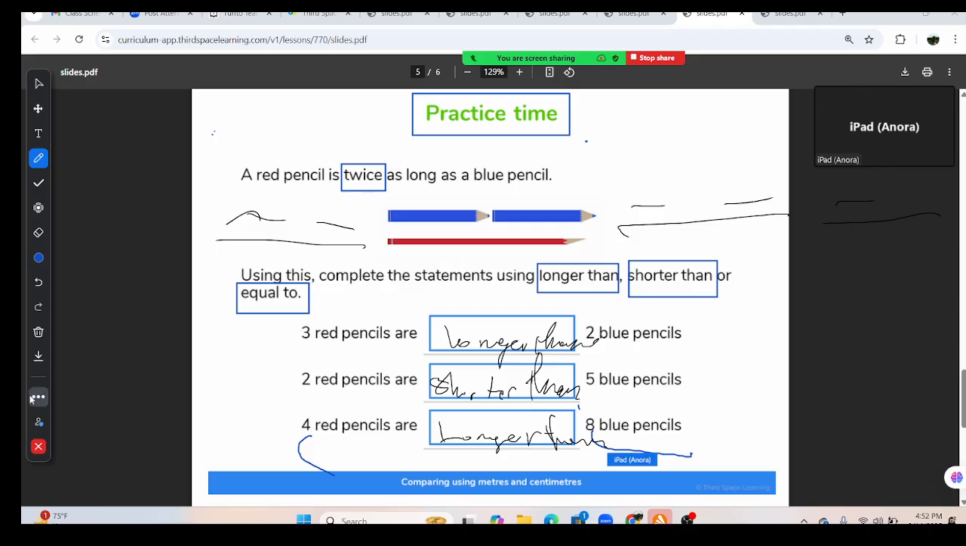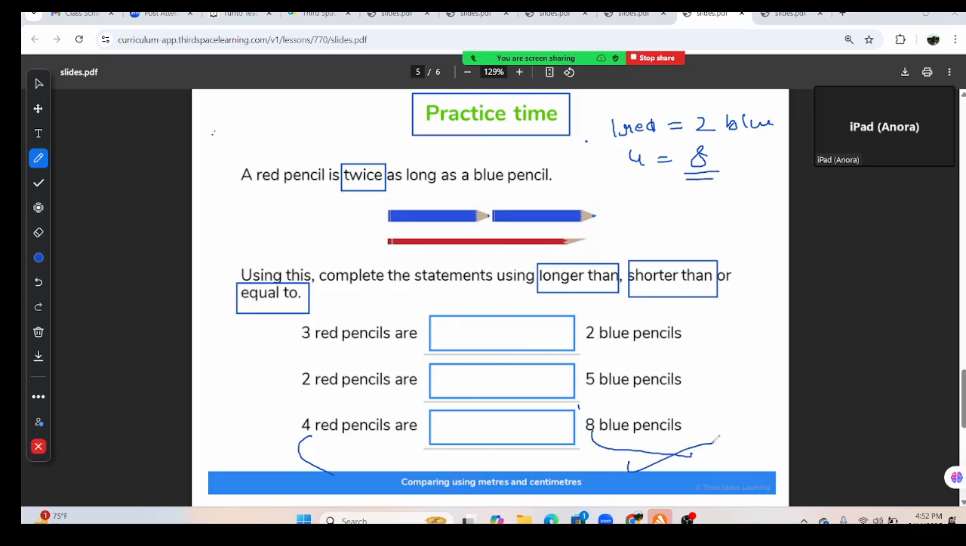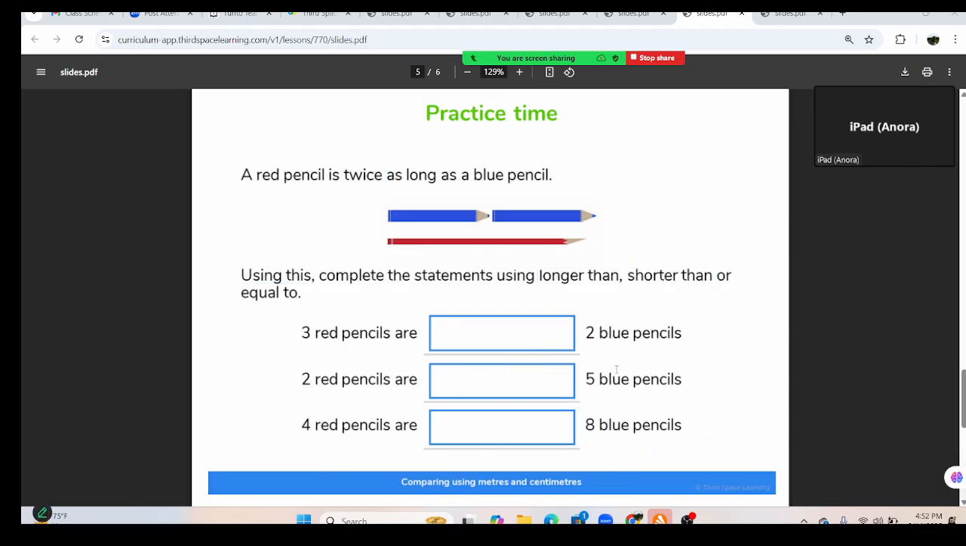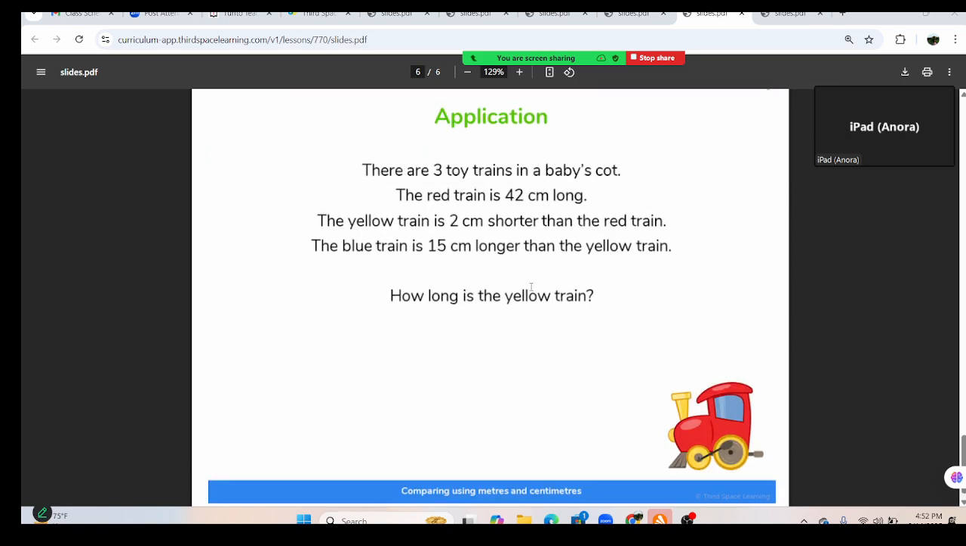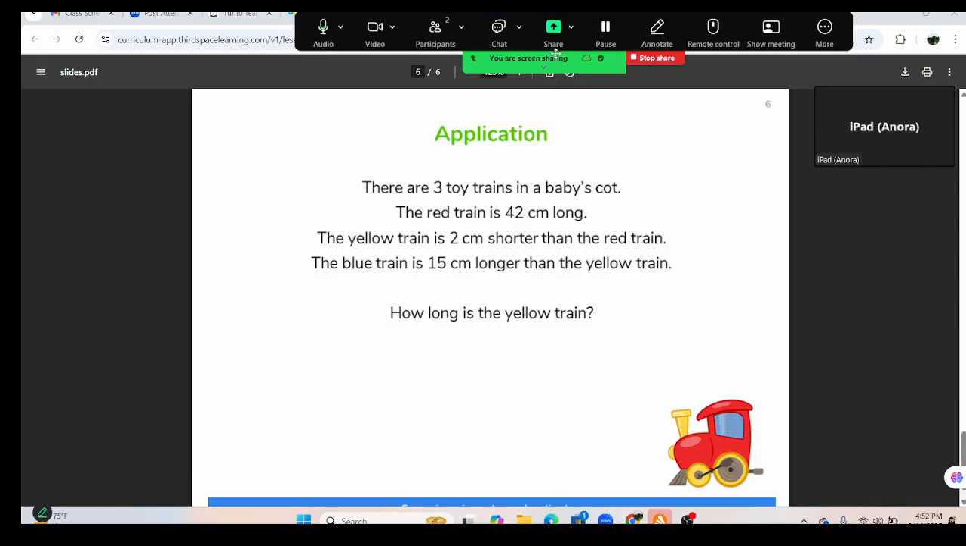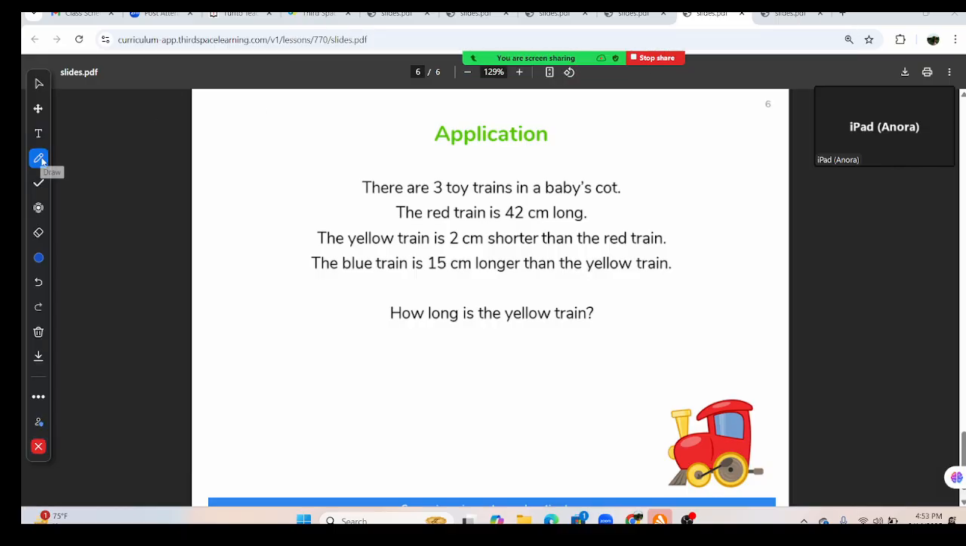Are you sure? See, 4 red pencils. Okay, if one red pencil is equivalent to, exactly, it's equal, right? One red is equal to 2 blue, so 4 would be 4 times 2, 8, right? Okay, very good, that's correct. Others are correct. Please read this question and try it.